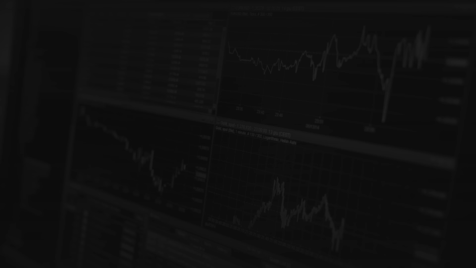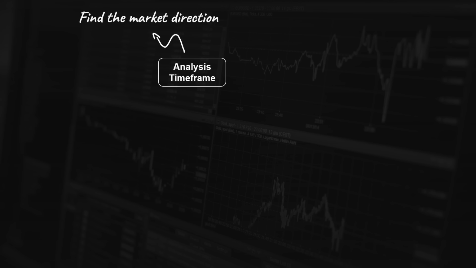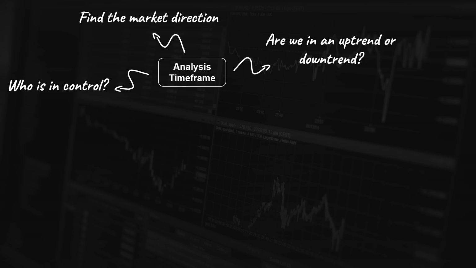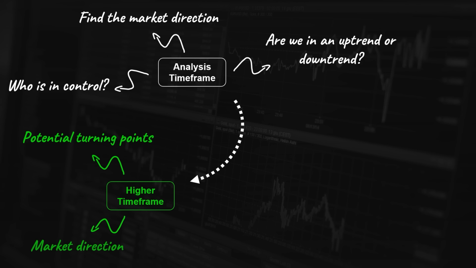Our analysis begins with the analysis time frame. Identifying the market direction is the first step in analyzing the chart. We should determine who is in control: buyers or sellers. Are we in an uptrend, a downtrend, or witnessing a directionless market? After defining the market direction, the next step is to zoom out to a higher time frame to evaluate how long the trend might continue and identify possible reversal points for the short-term trend.